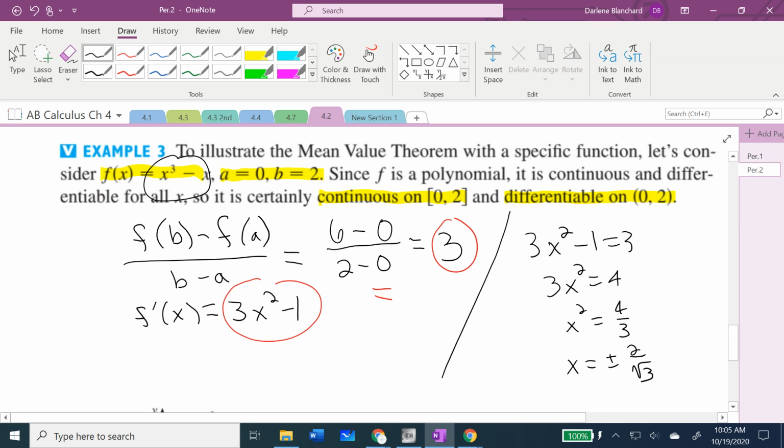Now, in solving for x, I am getting positive and negative 2 over root 3. For this problem, what is it that I was guaranteed by the mean value theorem to happen? What exactly was I guaranteed was going to happen?